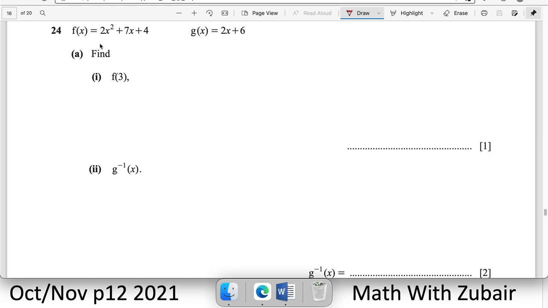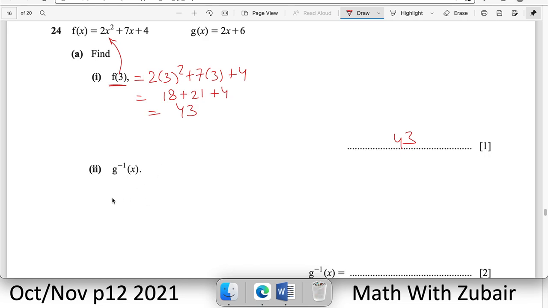Question number 24 says, this is from functions: f of x is 2x squared plus 7x plus 4, and g of x. So f of 3, simply plug in 3, is equal to 2 times 3 squared plus 7 times 3 plus 4. 3 squared is 9, 2 times 9 is 18, 7 times 3 is 21, plus 4. So 18 plus 21 plus 4, you get 43.